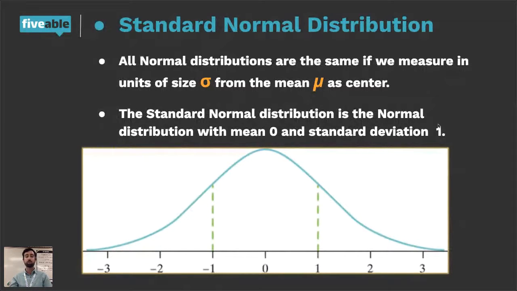In order to compare, we have to transfer everything to what's called the standard normal distribution. All normal distributions are the same if we measure in units of size, whatever the standard deviation is, from mu as the center. So the standard normal distribution is the normal distribution with an average of 0 and a standard deviation of 1. So again, if we went out 1 standard deviation here, we're covering 68% of the data. If I go to another standard deviation, I'm covering 95, and one more, 99.7.